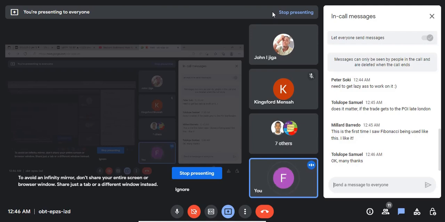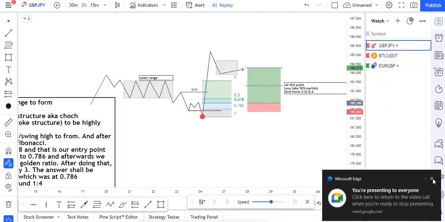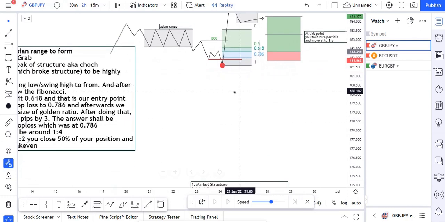Yeah, Millard, actually, I was really frustrated by selecting different POIs, as I mentioned. I just didn't know what to select: breaker block, mitigation block, Quasimodo level, order block. So I just had to make it simple, because simple things are what I like, and I try to keep things simple, and that is it.